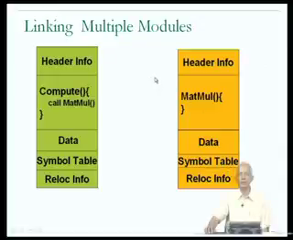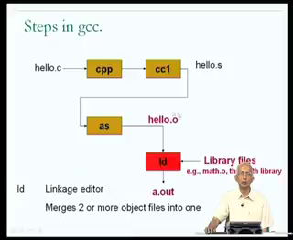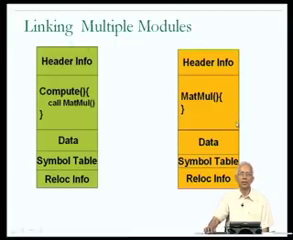The situation in linking is that I have 2 object files. This might be the object file generated over here, hello.o, and the one on the right might be math.o. If my program is using a math function, then I would need to join hello.o along with math.o to generate a.out. If you recall, any one of these object files contains header information, code, data, symbol table, relocation information. Now in order to merge them into a single file, obviously the different components of these separate files would have to be merged.